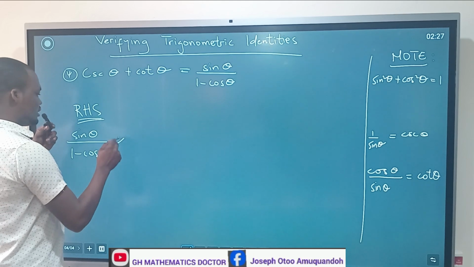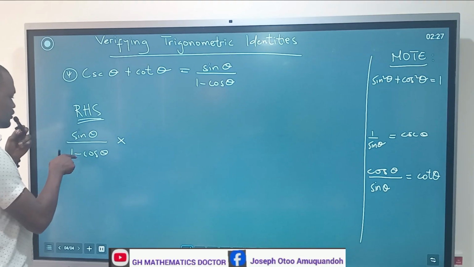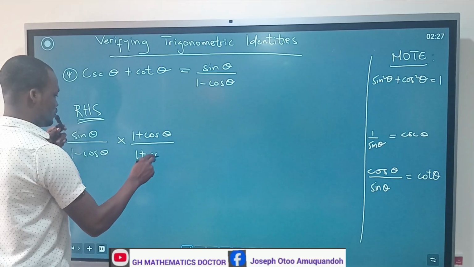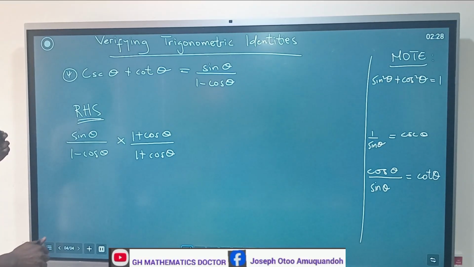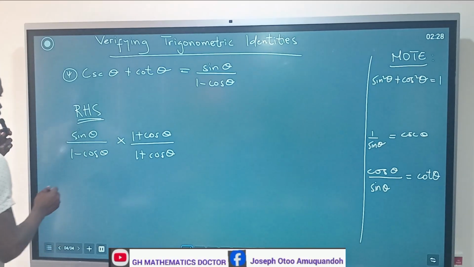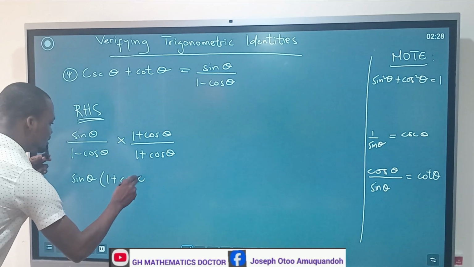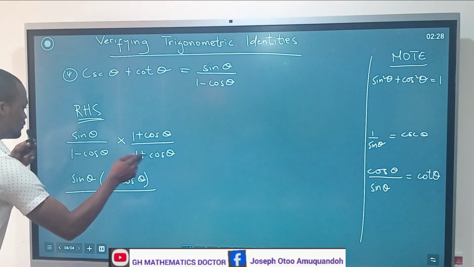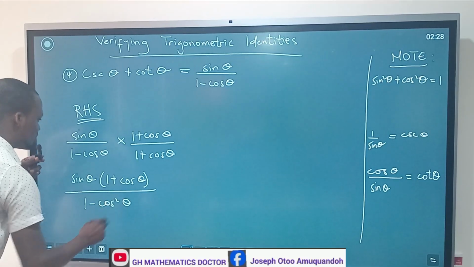So we're going to multiply the fraction by its conjugate. That means changing the minus at the denominator to plus. So we have (1 + cos θ) over (1 + cos θ). When you cancel this out, you still get the same expression, so it has not changed anything. Now we need to multiply the numerators and the denominators. So we have sin θ multiplied by (1 + cos θ) all over, then this is the multiplication, so difference of two squares, so we have 1 − cos² θ.